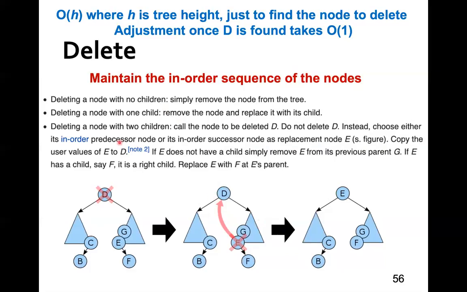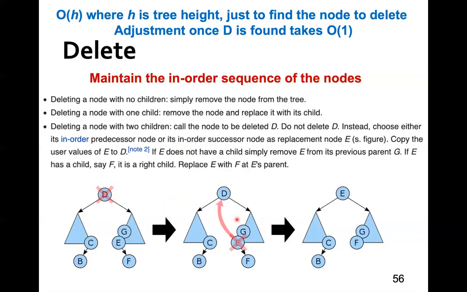The more complicated case is if you have two children, two nodes that are not null. In that case, we do not delete D. We will choose the in-order predecessor or in-order successor as a replacement node. In-order means I first iterate here, and then I iterate node D, and then come back into the node on the right. So all the nodes here are smaller, I'm in the middle, and the ones on the right are larger than D.